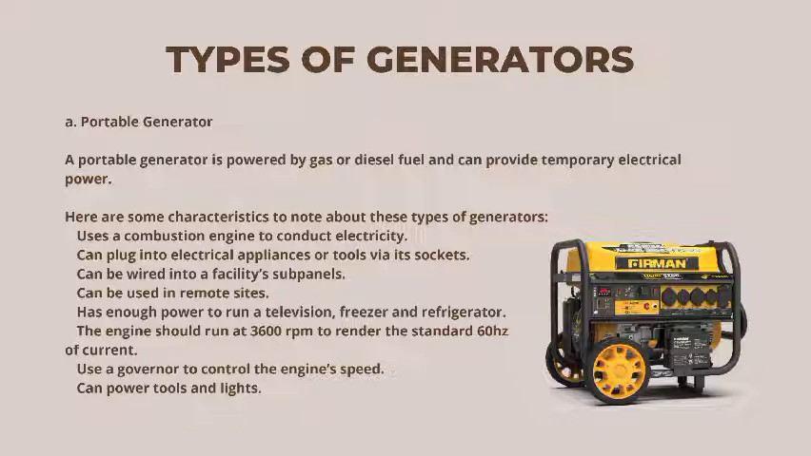The engine should run at 3,600 RPM to render the standard 60 Hz of current. Use of a governor to control the engine speed. Can power tools and lights.